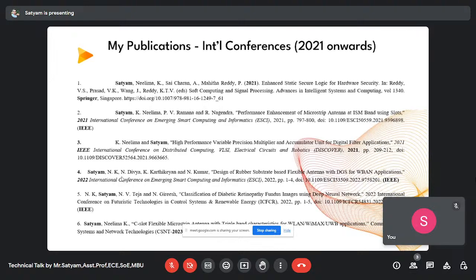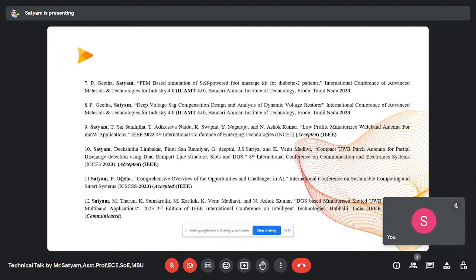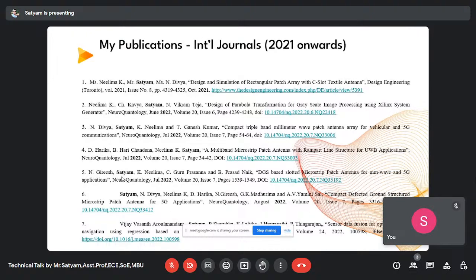Then these are my publications. Conferences, and then these are the journals that I have published over the last 2.5 years. So that's all.